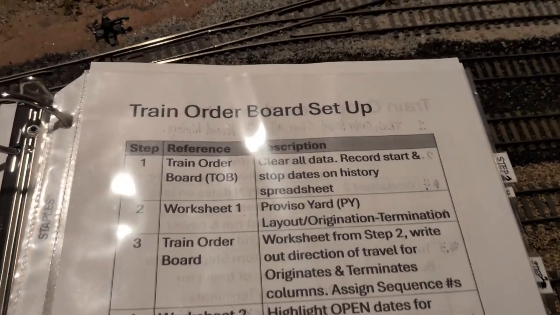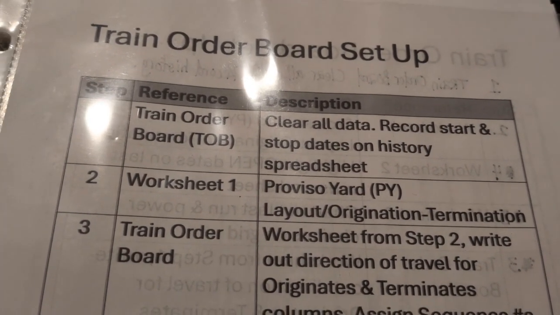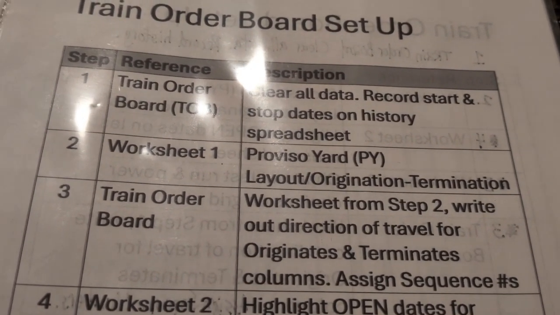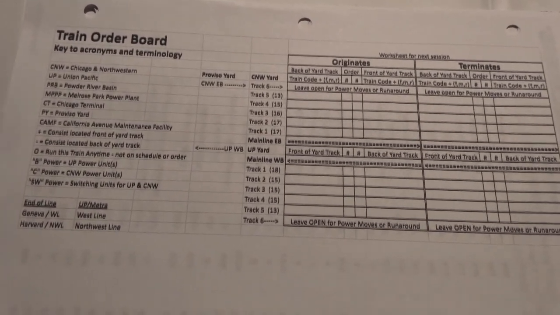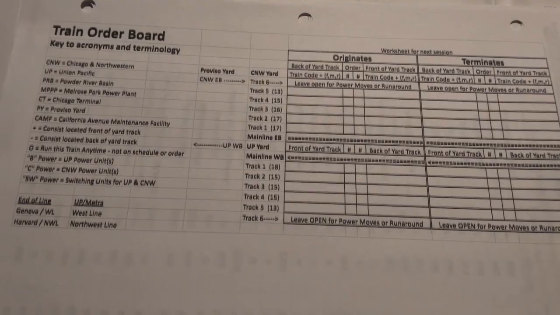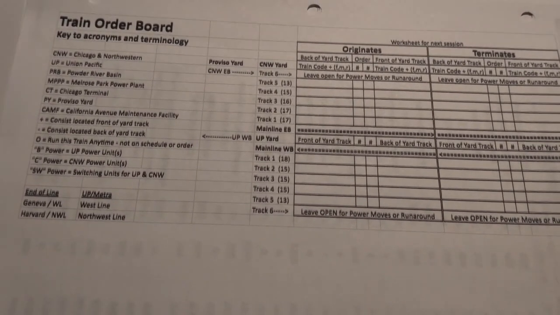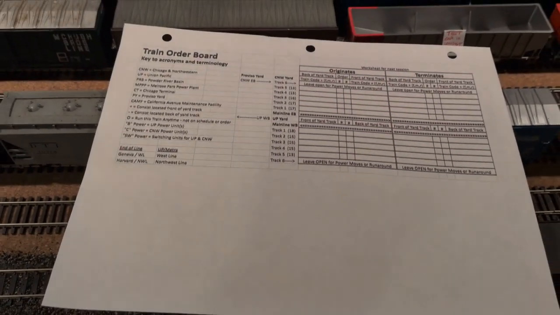I've done step number 1, which is to clear all the data off the train order board. And now the next step is worksheet 1. So here's worksheet 1. This one I will complete. So let me take you over to the proviso yard, which is where this worksheet will go to action. So here we are at proviso yard.